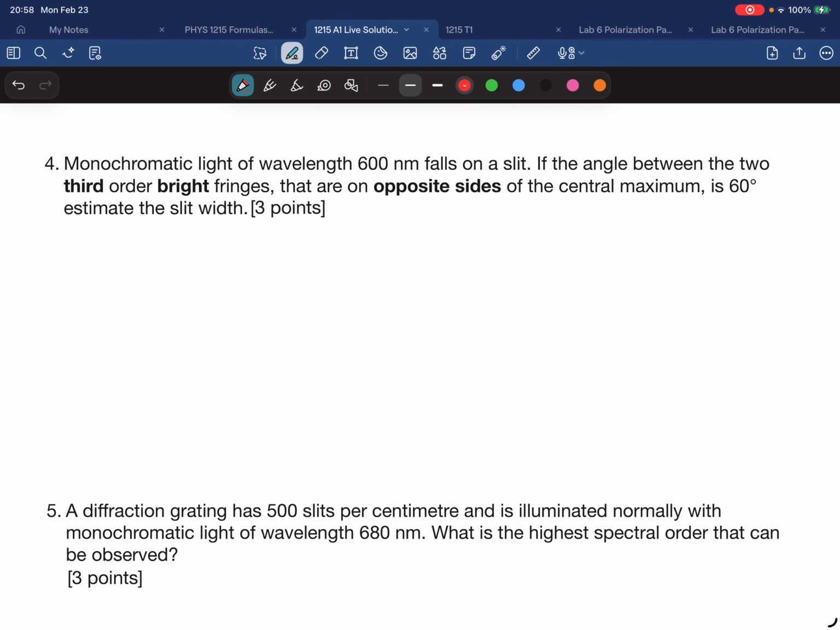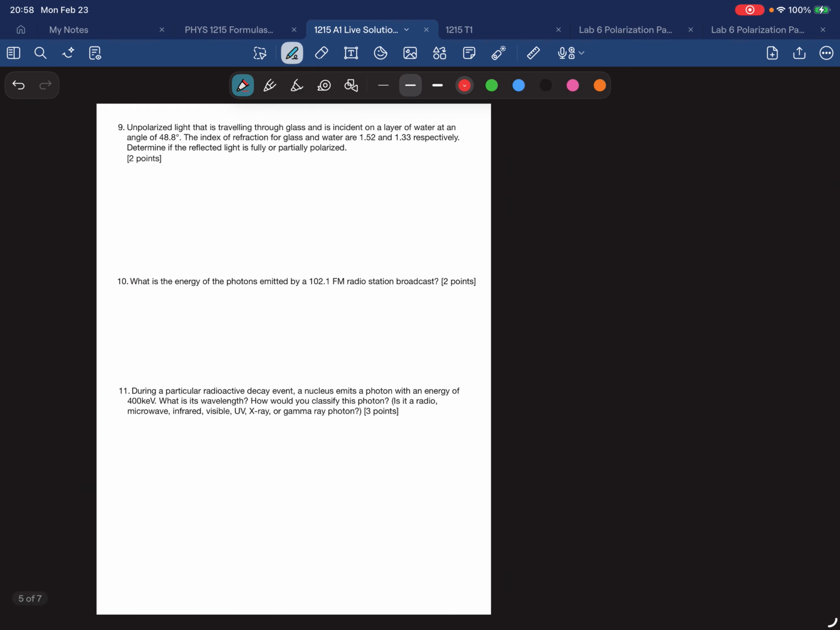So question 4. Monochromatic light of wavelength 600 nanometers falls on a slit. So this is a single slit. If the angle between the two third-order bright fringes that are on opposite sides of the central maximum is 60 degrees, estimate the slit width. So, again, this is a single slit.